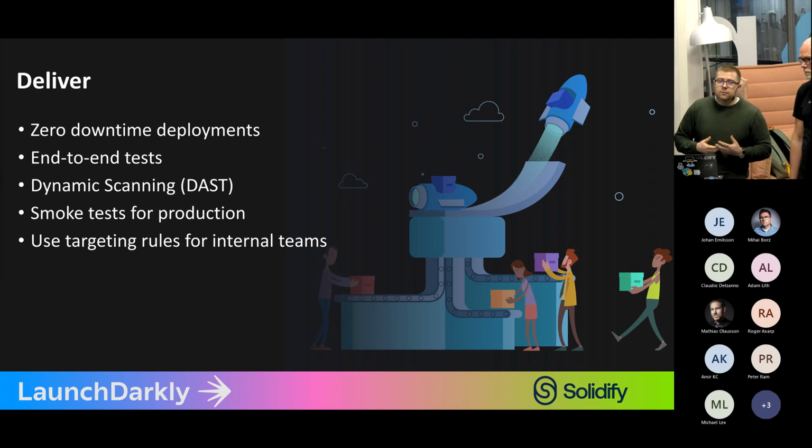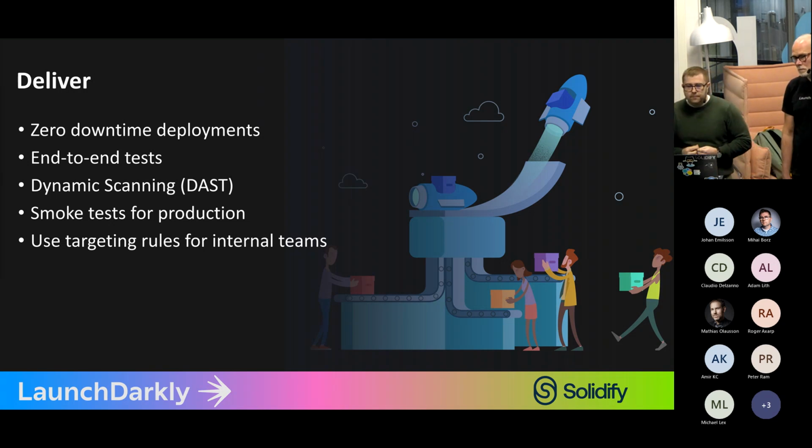Here we also need to run some security testing, like dynamic testing, with tools like ZAP, for example. And for the production environment, we need to run some smoke tests so that we know that everything works as it should. Otherwise, we should roll back. Performance testing is also something that you can think about.